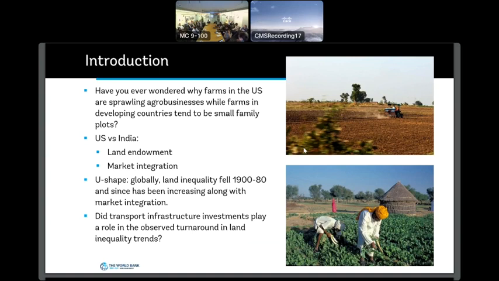Globally, land inequality had been on a downward trajectory until about the 1980s, at which point land inequality started to increase. And this increase did coincide with quite a few market integrations. So did one have a role to play in the other? That's what we look at here.